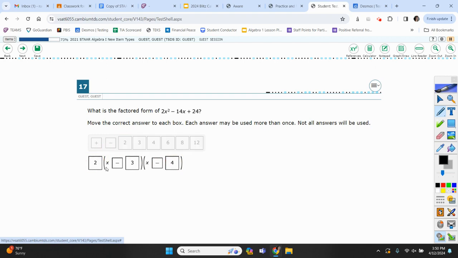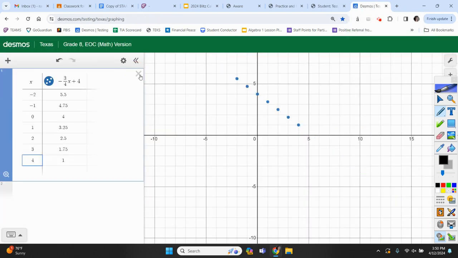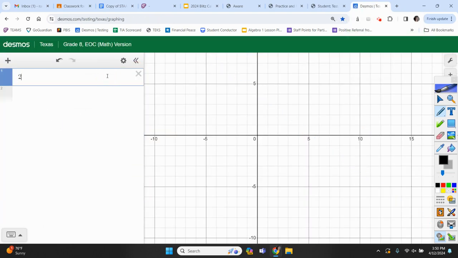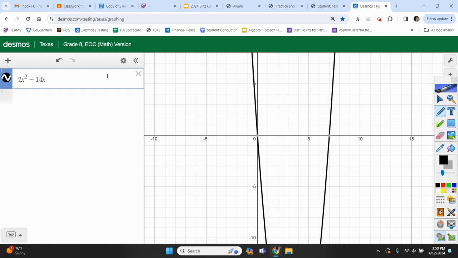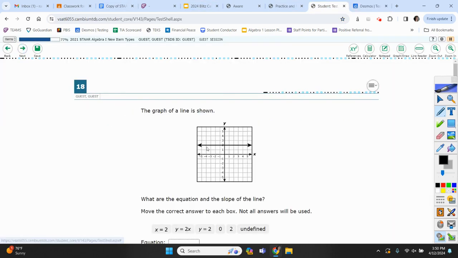Now that you have your answer in, what I would recommend is go to Desmos, type in 2x squared minus 14x plus 24. And then the answer we got was 2 times x minus 3 times x minus 4. They should be exactly the same. Toggle this on to see that they're exactly the same. Always do that. Check your work in Desmos.